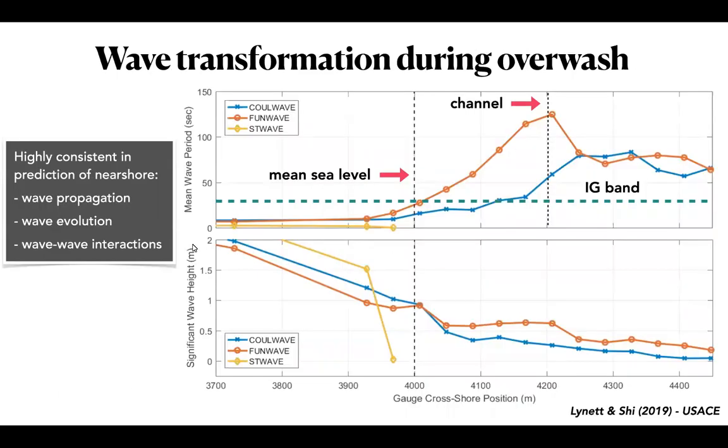And here I'm going to take a closer look at wave transformation during overwash. On the top, we are plotting mean wave period, including infragravity waves and short waves, so over all frequencies. And on the bottom, significant wave height. The mean sea level is right here, and the channel throat right here. I've also denoted the frequency cutoff for the infragravity band. Both Boussinesq models are highly consistent in their predictions of nearshore wave conditions, but they start to diverge into the backshore and through the barrier island cut into the back barrier.